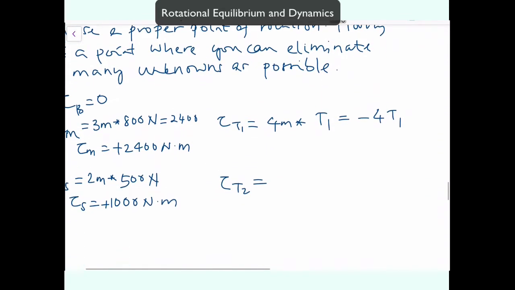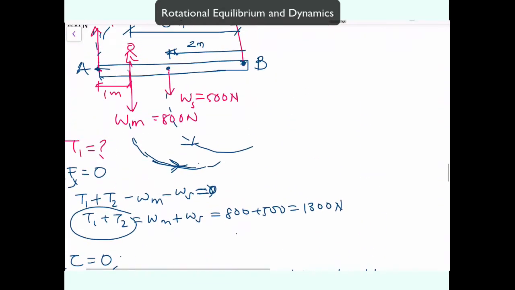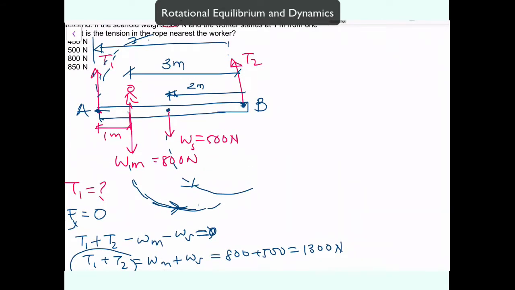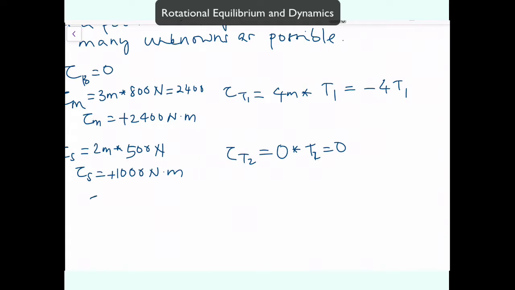Now T2. T2 is a little tricky. Pay attention, because point B is right here and T2 is right there. Is there any distance between point B and T2? The answer is no. So its lever arm is going to be 0, and the torque of T2 equals 0. Then you add everything together: add all your torques at point B and equate them to 0.